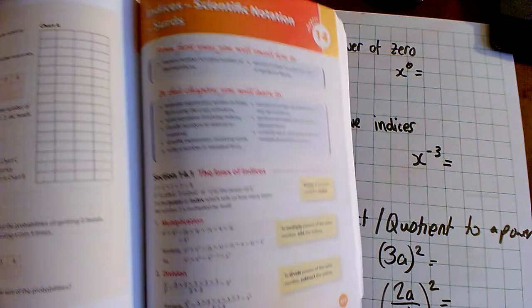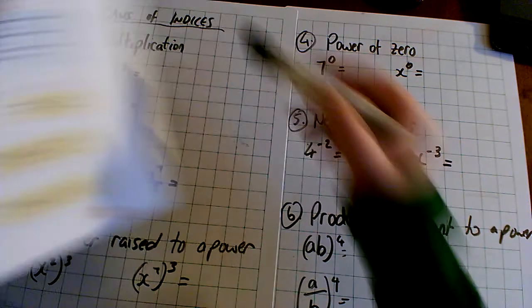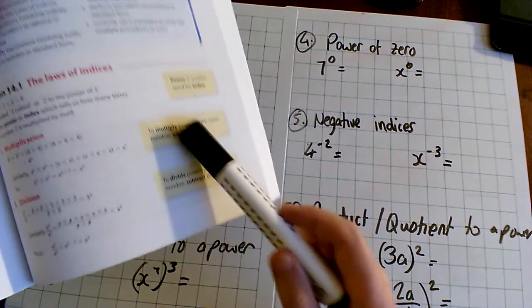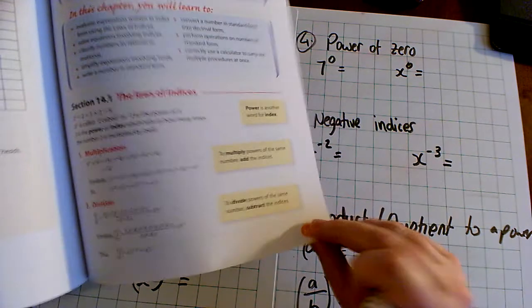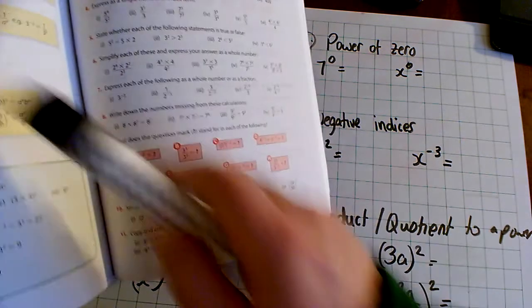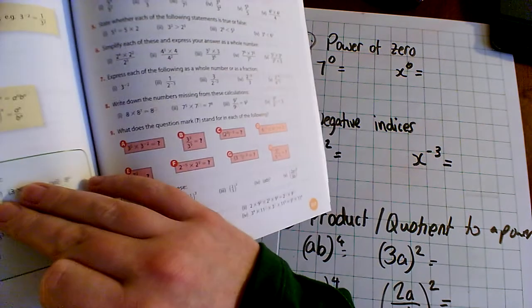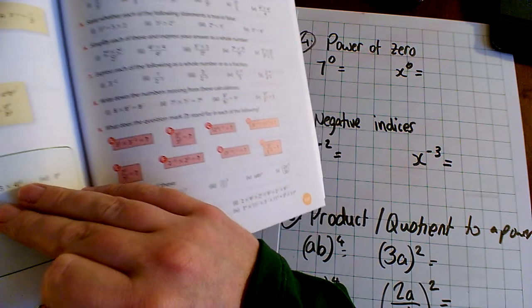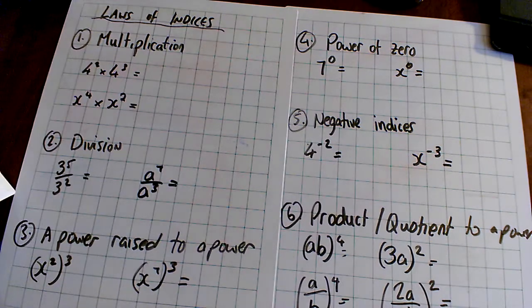Alright, so if we look at page 325, it starts off with the laws of indices. So as we go through each of these examples, if you take down the yellow boxes that go with each of the numbers 1 to 6, what we're going to do is we're just going to cover each of those 1 to 6. Alright, so laws of indices.